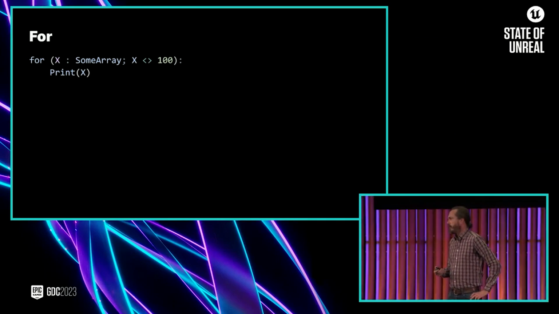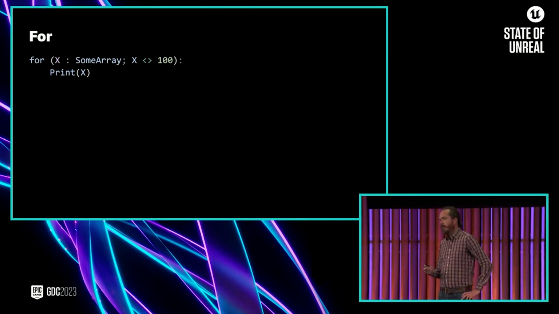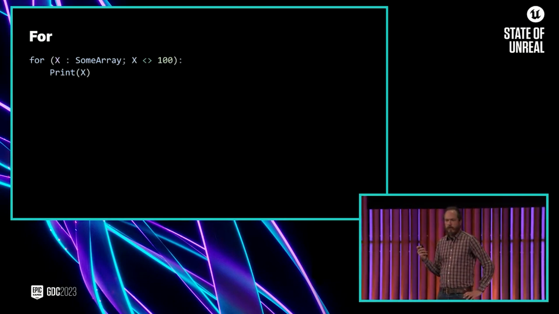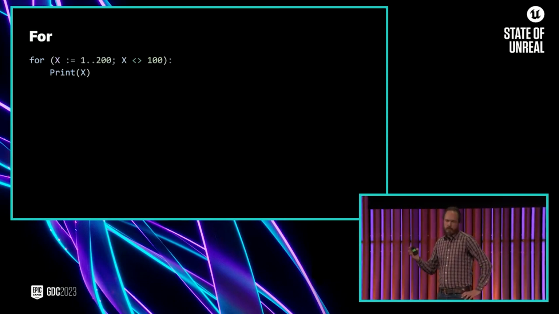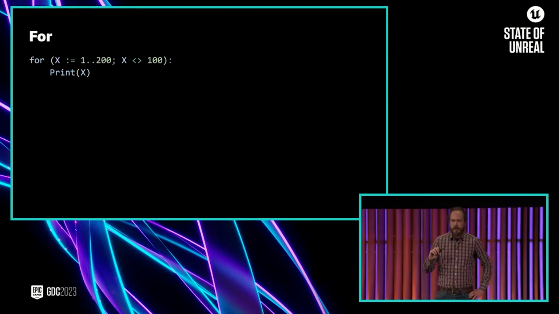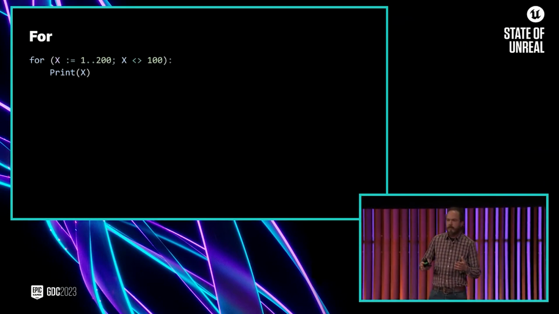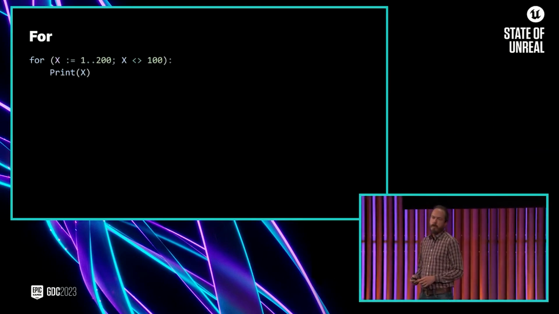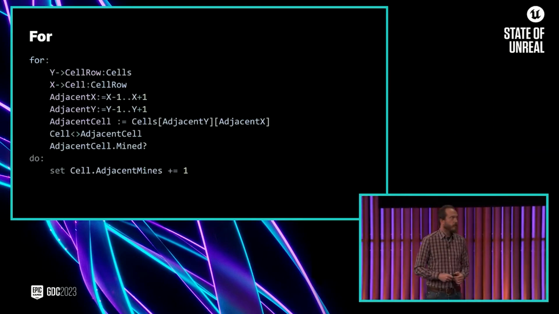Or this will print all of the elements of some array that are not equal to 100. And you could layer these conditions on top of one another if you wanted to. Just before I show you some more crazy code, here's another simple example. This will print the integers from 1 to 200, except for 100. All right, now let me show you the really cool example.